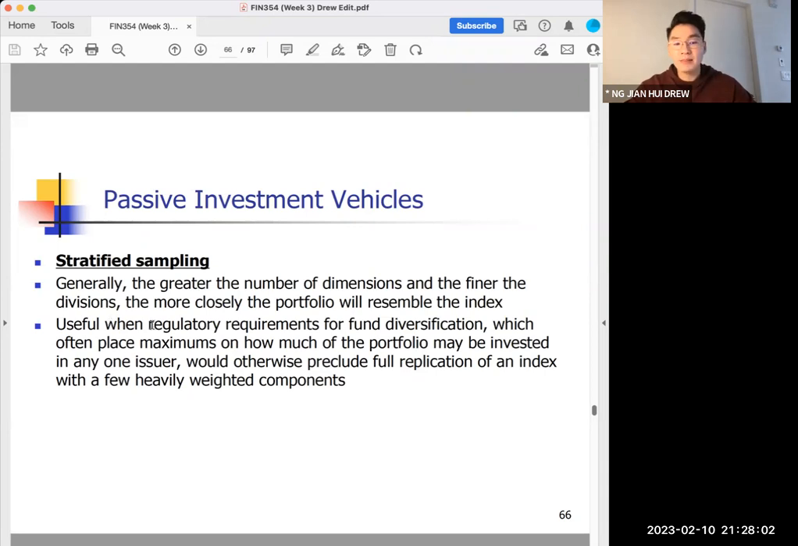What's interesting is that certain regulations might require you to diversify certain components of certain industries or certain types of stocks, etc. So using stratified sampling, we can make sure that we fall into the diversification requirement.